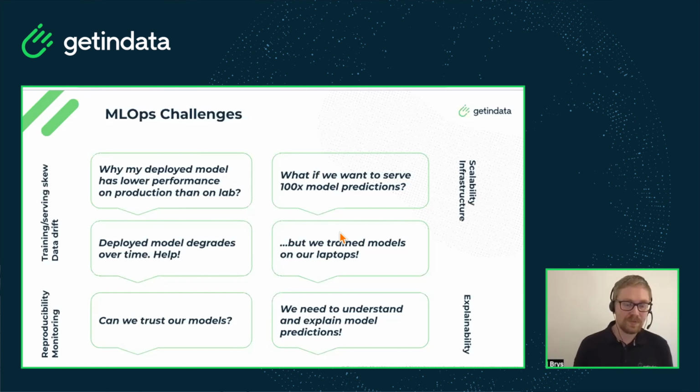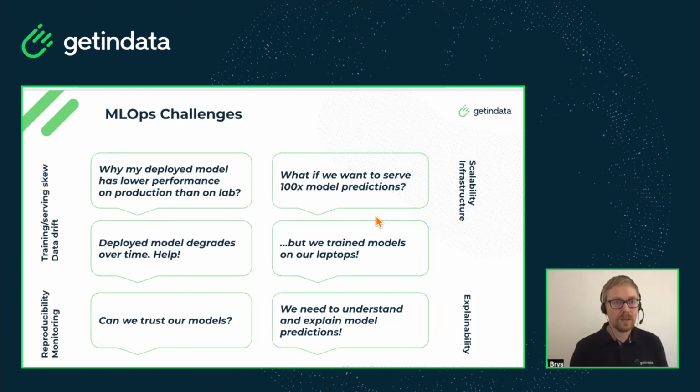There are names for those practical challenges. You can group those questions under the training-serving skew or data drift challenge. For trust, you may think about reproducibility and model monitoring. For explanation, you will see a whole group of techniques to provide explainability of models, and you can also think about infrastructure and scalability.